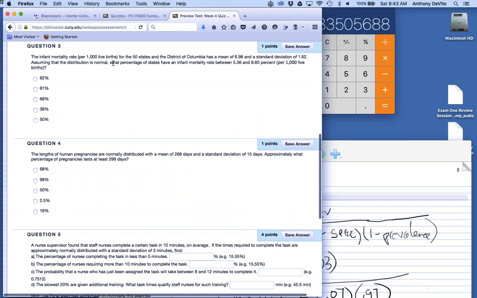Infant mortality per 1,000 live births for 50 states and the District of Columbia has a mean of 6.98 and a standard deviation of 1.62. Assuming that the distribution is normal, what percentage of states have an infant mortality between 5.36 and 8.60 per 1,000 live births? Well, I'm hoping that this is going to be a simple solve. It may not be. Okay, so let's take a look at this.